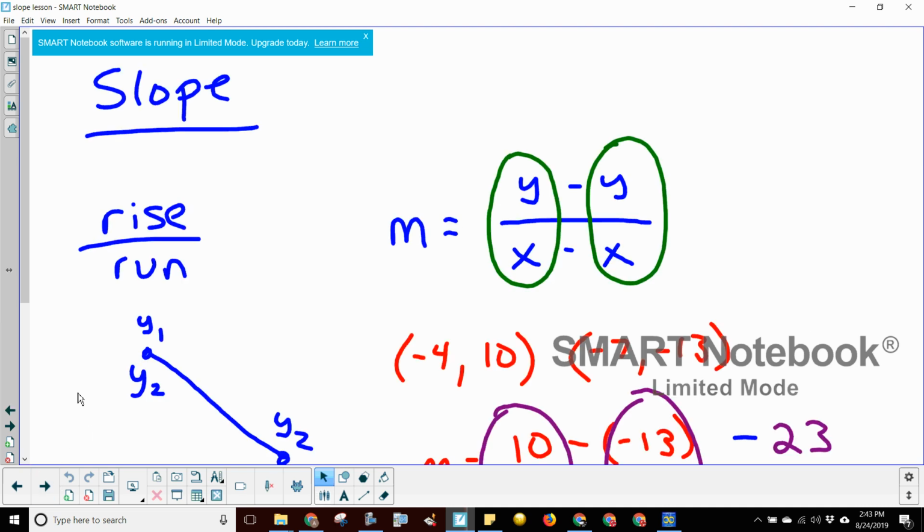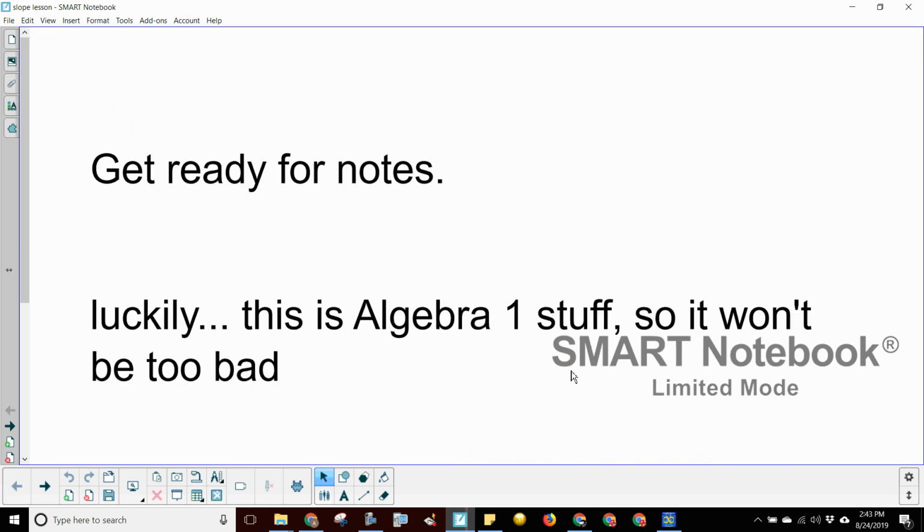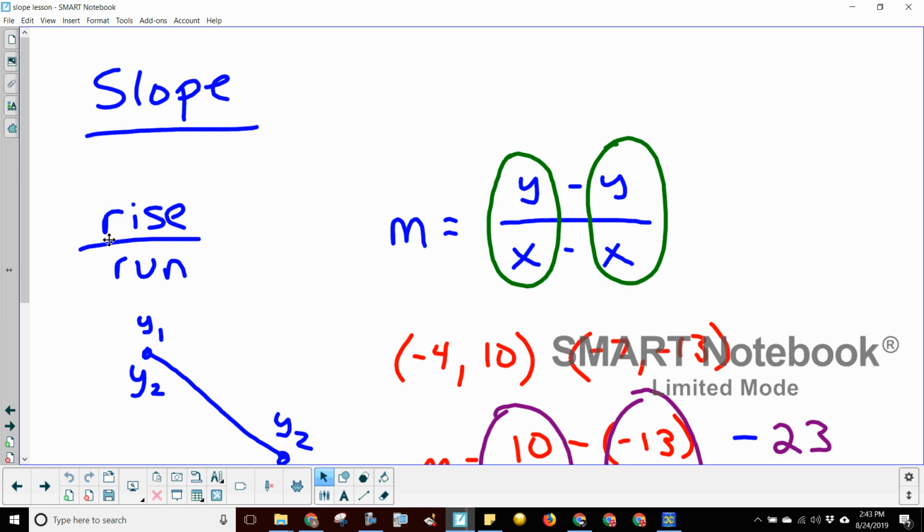So yeah, we started talking about slope, and I will say, let me go back. You're gonna have to ignore this limited mode thing, because I'm not currently plugged into my smart board or a smart device of some sort. So we talked slope, and we said slope was rise over run.